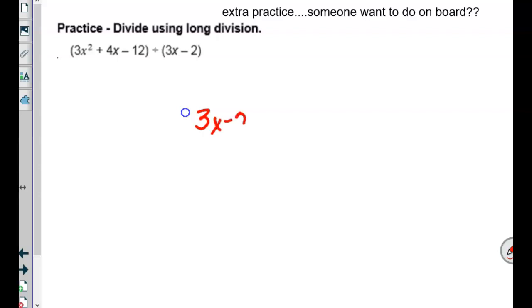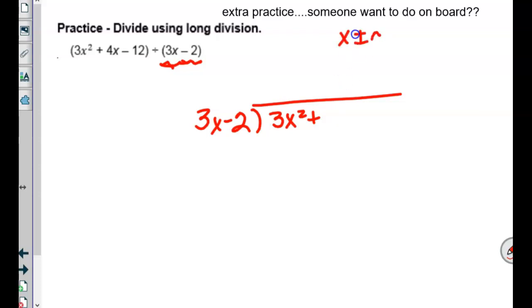Why do I have to do this by long division? Can somebody tell me? Yes, on this divisor out here, it has to be x plus or minus c in order to do synthetic division.